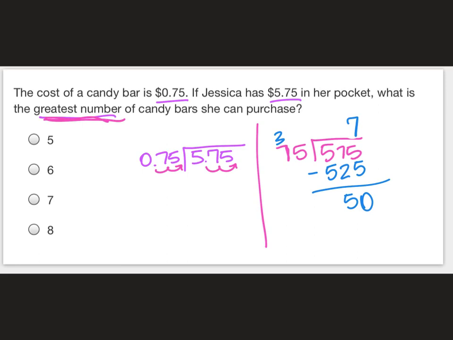that I will have some money left over if I buy as many candy bars as I can, but I can't spend this 50 cents because 75 cents is how much each one of those candy bars is. So we'll have change, but 7 is the number of candy bars that we can buy. So that's our answer, 7.